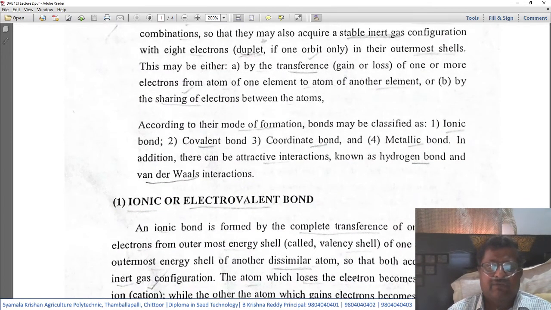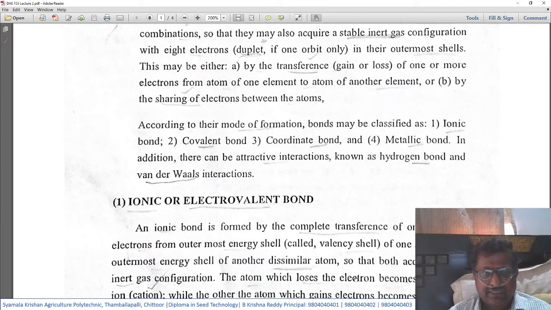According to their mode of formation, bonds may be classified. Actually, when these chemical reactions are happening, it results in the formation of various types of bonds between the atoms. What are the types of these bonds? One is ionic bond, two covalent bond, three coordinate bond, and four metallic bond.